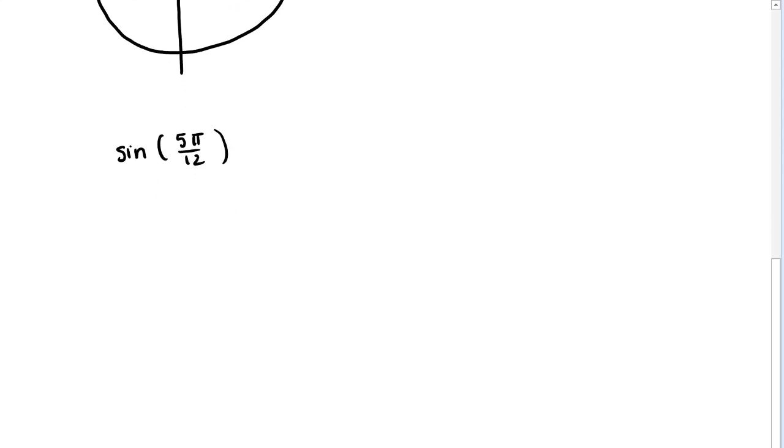So here we're not given a sum or a difference right away. We have to see what kind of sum and difference we might be able to take, or re-express this 5 pi over 12 as. Let's take 5 pi over 12 and think about which ways we can rewrite it. One way I can see this is as 3 pi over 12 plus 2 pi over 12. Right, because 2 pi plus 3 pi, that's 5 pi.